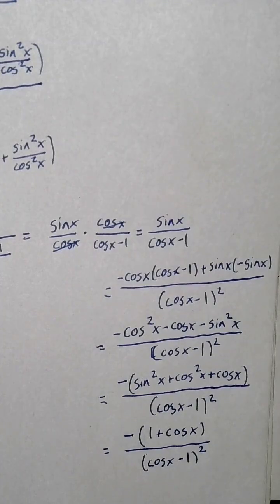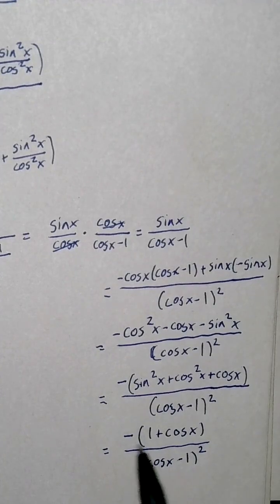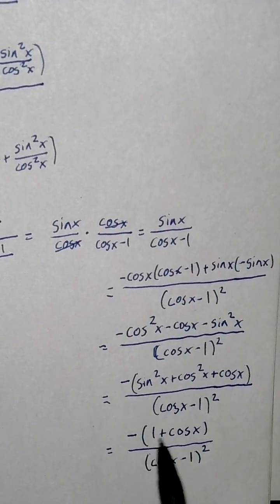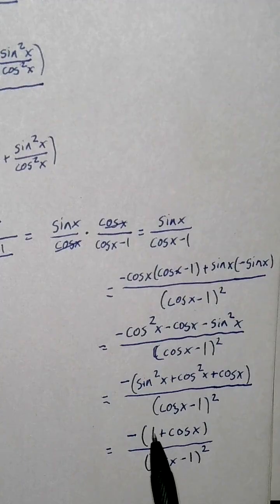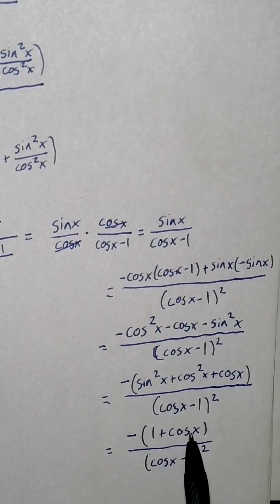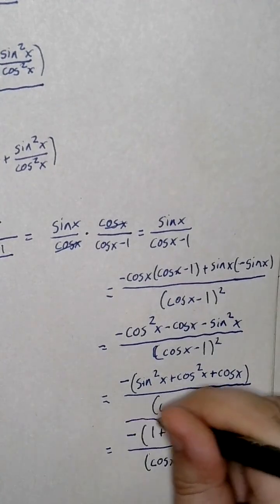I don't think there's anything more I can do here, because if I distribute in the negative 1, I'm not going to be able to cancel, since what's inside here would not be the same as that. So that's it.